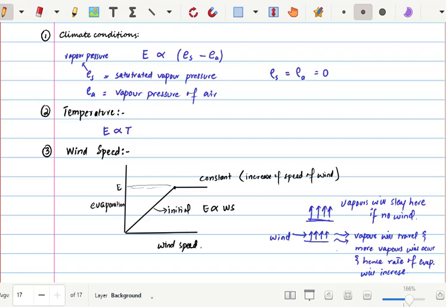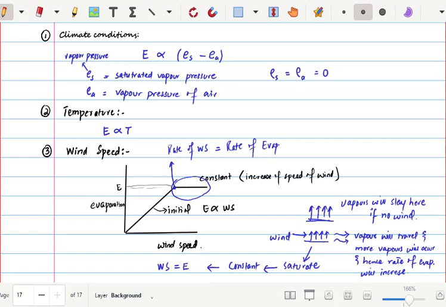But a time will come when this whole condition will saturate. When it will saturate, after saturation, it will become constant. Okay? Constant means the rate of wind speed will become equal to the rate of evaporation. So in that condition, your graph will become this after that point. Got it? So that's the reason initially evaporation and wind speed are directly proportional, and at this point, rate of wind speed becomes equal to rate of evaporation. Okay, that's the reason.